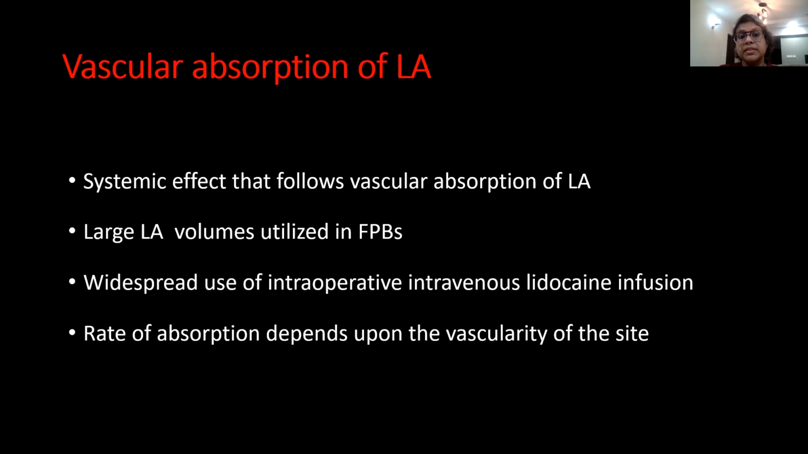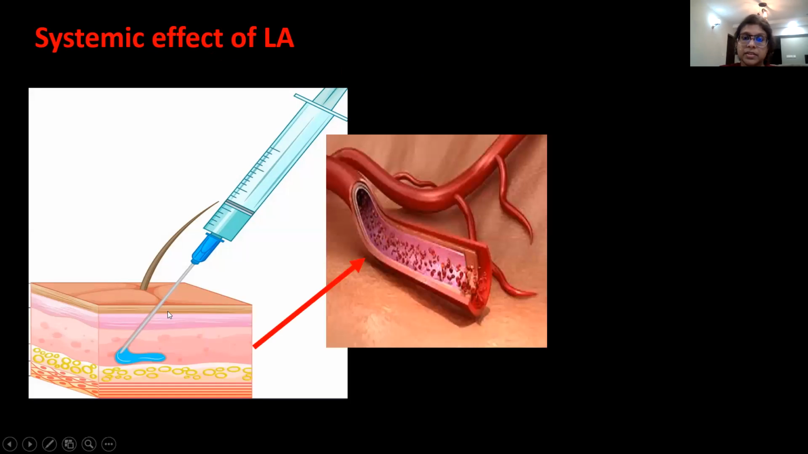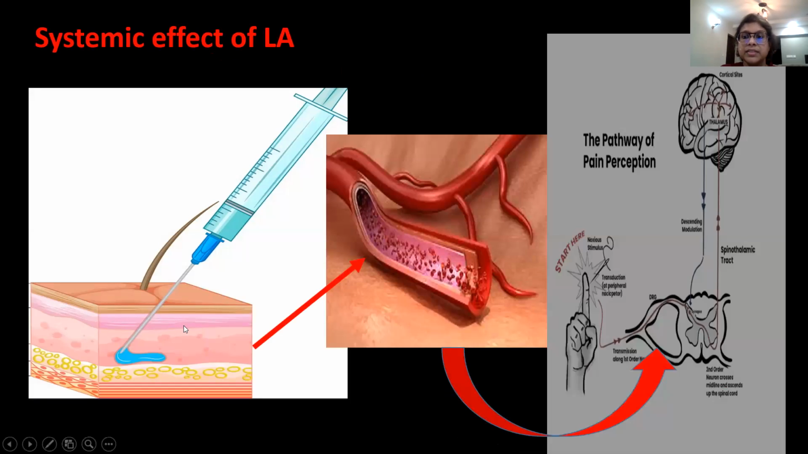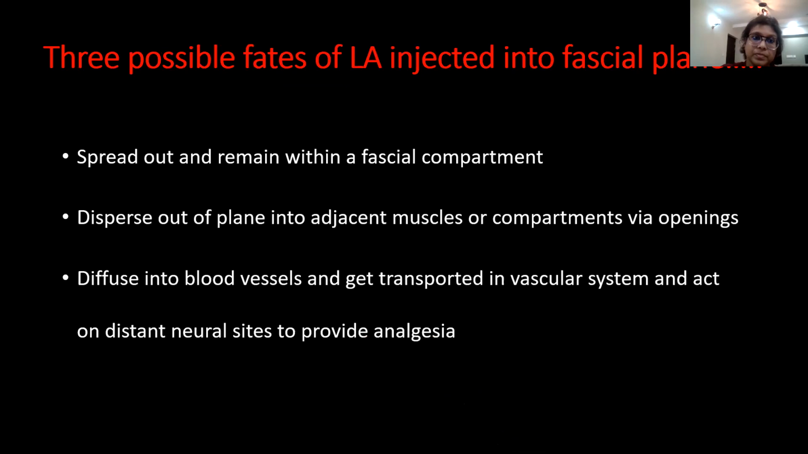And the systemic analgesic effect is produced by the local anesthetic, which gets absorbed into the vascular system. The drug deposited in the facial plane enters the vascular system and gets transported to distant sites to act on the pain pathway. Now, this mechanism is considered largely plausible because of two reasons. The first one is the large amount of the local anesthetic drug that is used in these facial plane blocks. And the second one is the widespread acceptance and use of intravenous lignocaine infusions for providing perioperative analgesia.